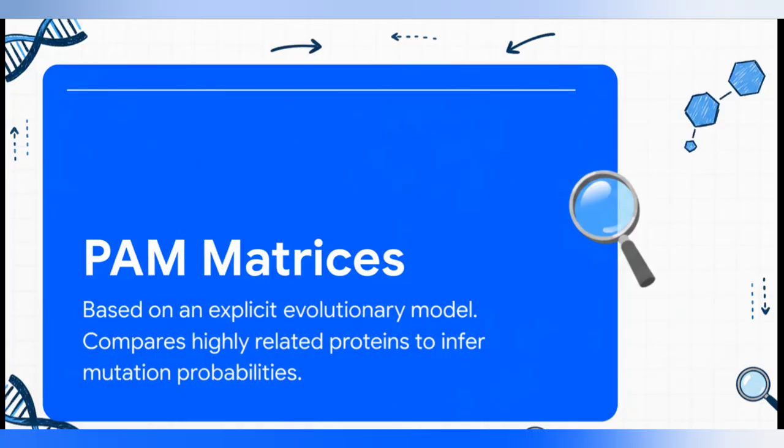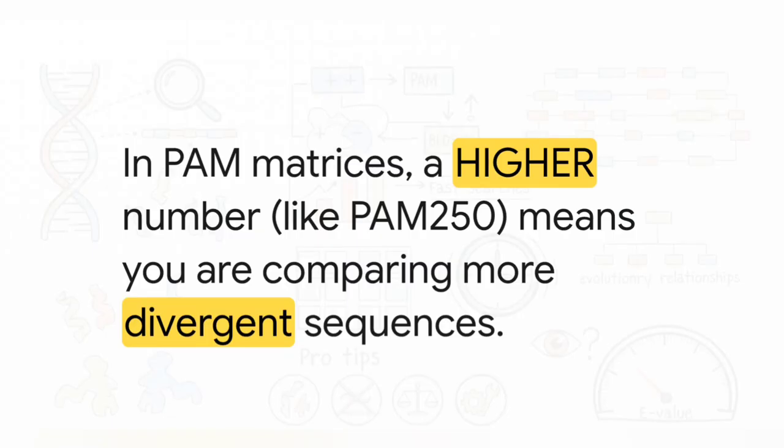The first way to score things is called PAM. The best way to think about this is as the theory-driven historical method. Scientists looked at proteins that were super closely related and built a model of how amino acids tend to change, or mutate, over really long stretches of evolutionary time. It's kind of like a historian using patterns from the last century to predict what might happen in the next one.